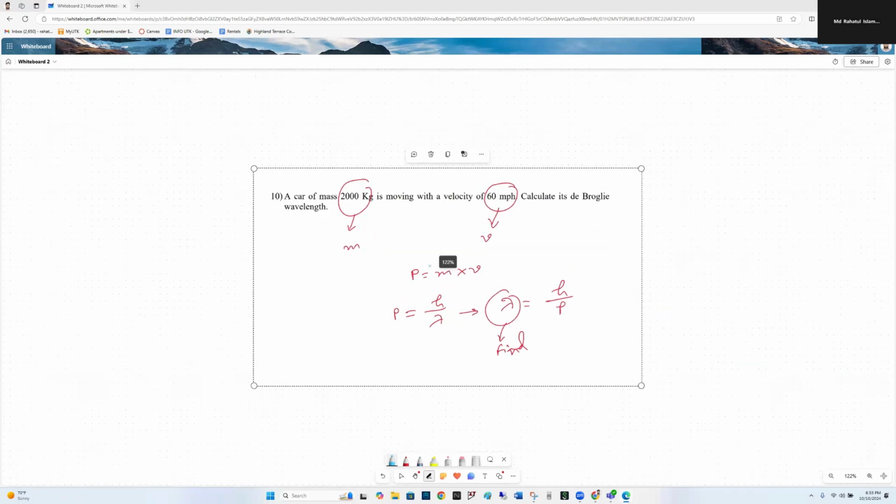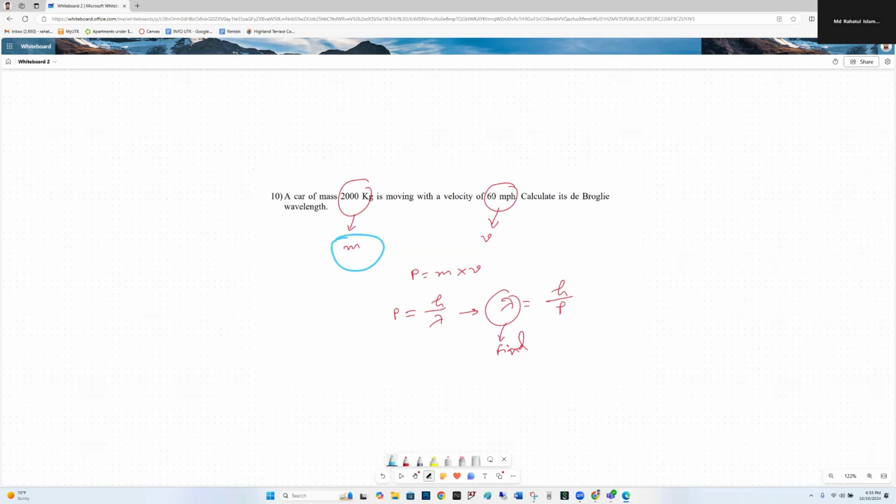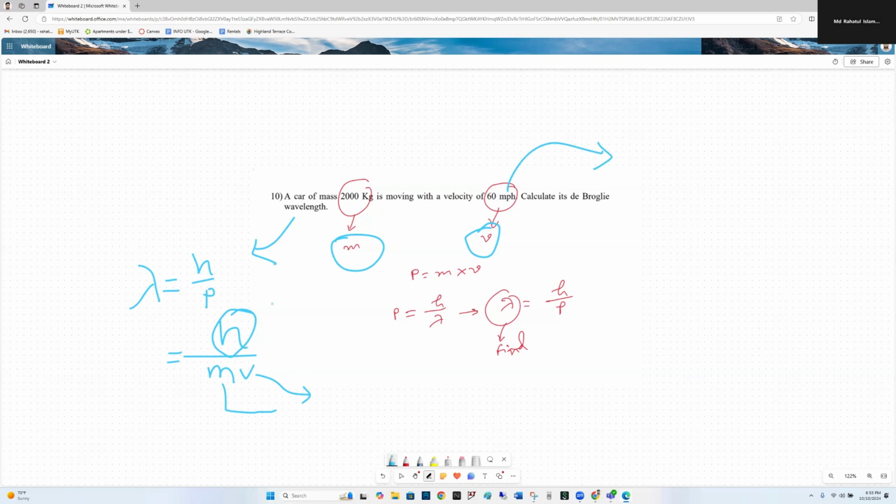Let's move to the last problem. A car of mass 2000 kg, I mean the m is given, is moving with a velocity 60 mile per hour. V is given, calculate de Broglie wavelength, I mean lambda. So we know that lambda equal to h divided by p, and p equal to mv. So h is known, it's a constant, and m is already given, which is 2000 kg, and v is 60 mile per hour. You need to convert this 60 mile per hour to meter per second to get SI unit, and you have to plug it in this equation, and you will get lambda or de Broglie wavelength.